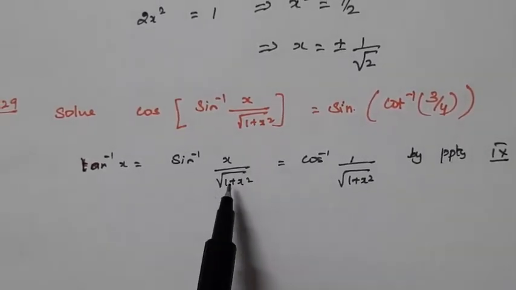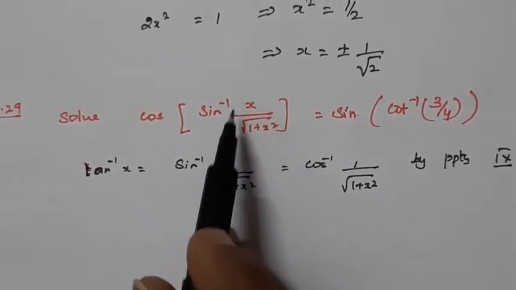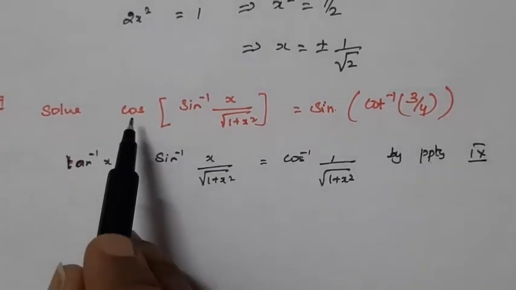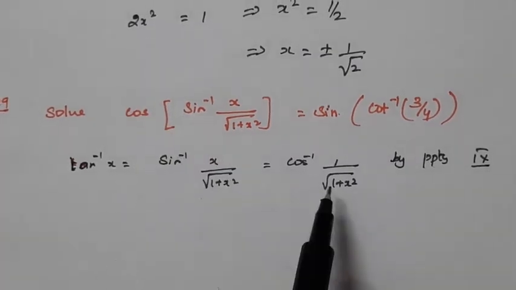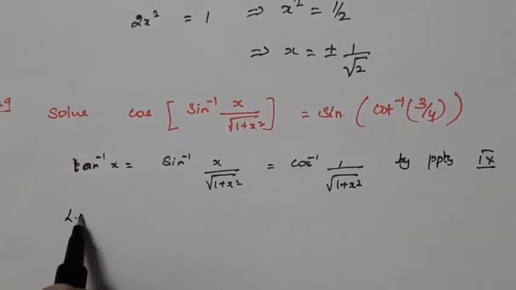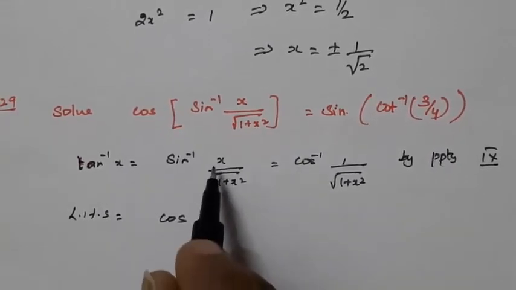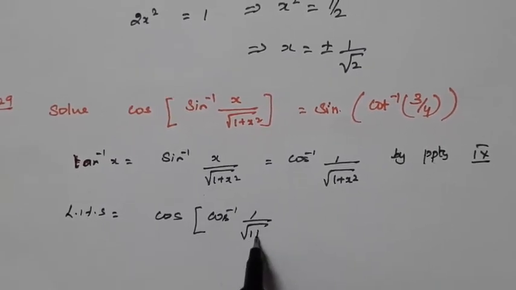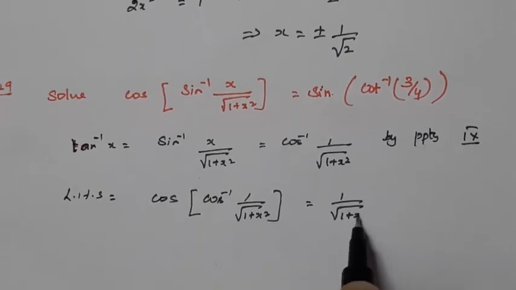So this reminds us of this identity, so that we can apply sin inverse of x by root of 1 plus x squared as cos inverse of 1 by root of 1 plus x squared, and the external function is cos, so that we can apply the cos of cos inverse formula. Okay. So that's why we are using this property. So what happened to the left hand side? Left hand side will be cos of sin inverse of x by root of 1 plus x squared, which is nothing but cos of cos inverse of 1 by root of 1 plus x squared, that is equal to 1 by root of 1 plus x squared.